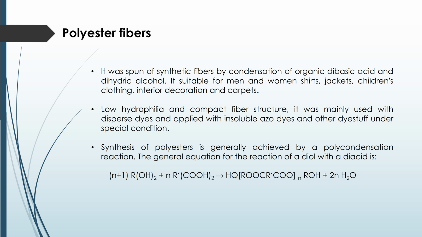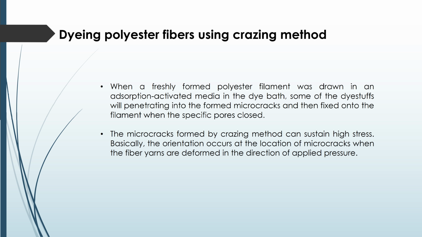In terms of polyester fibers, they are always used for production like shirts, jackets, and children's clothing. And the bottom part is the basic synthesis for polyester fibers. When dyeing polyester fibers using the creasing method, we know that the macro cracks formed by the creasing method can sustain high stress, and the orientation occurs at the location of micro cracks when the fiber yarns are deformed in the direction of applied pressure.